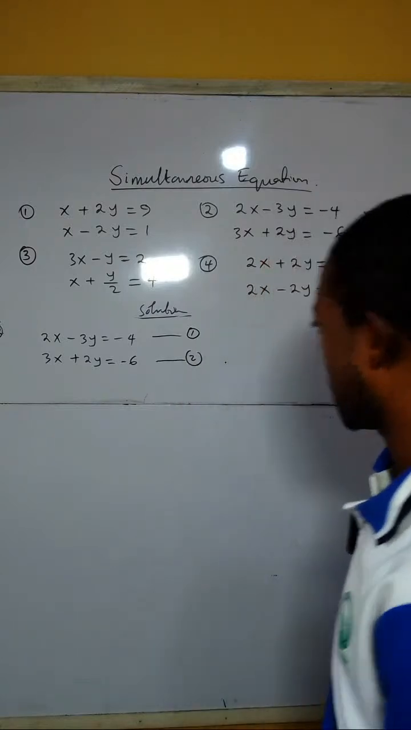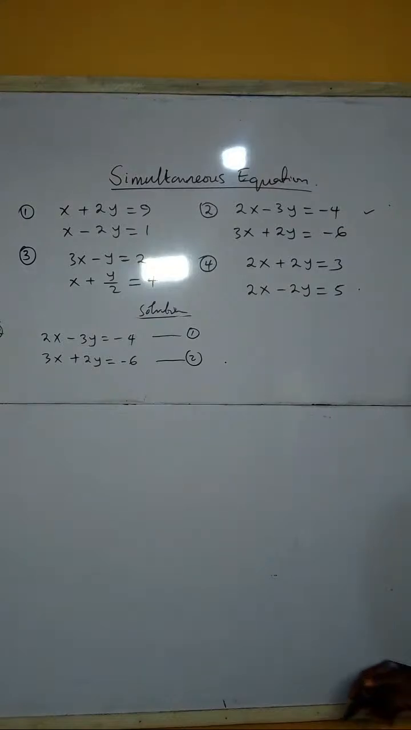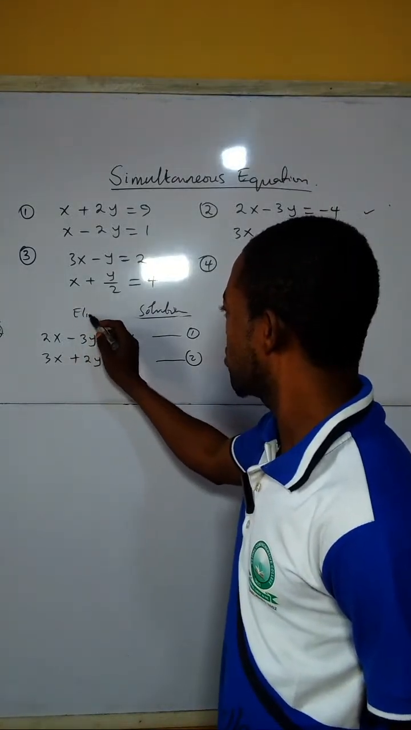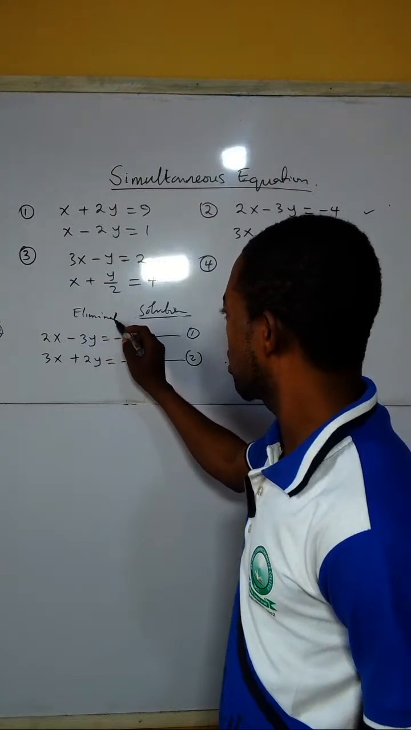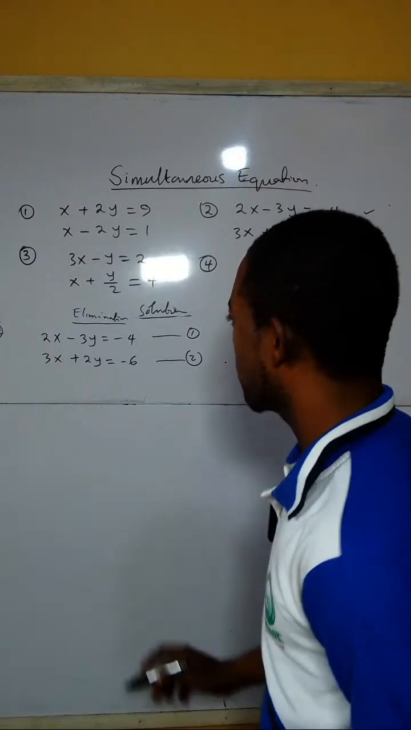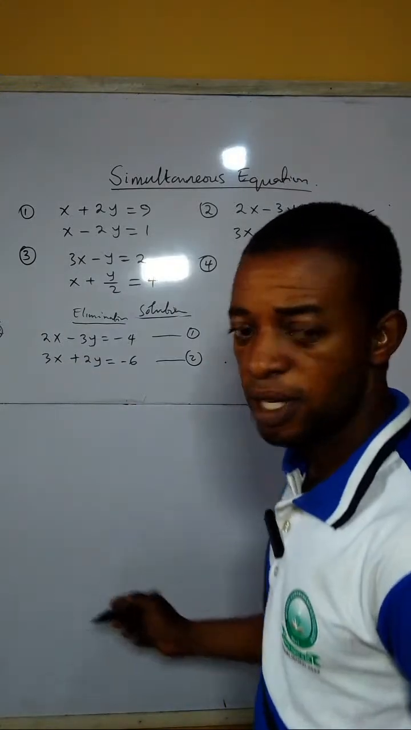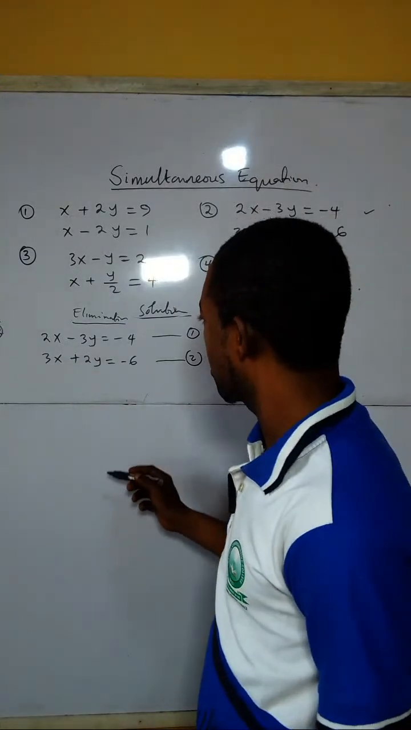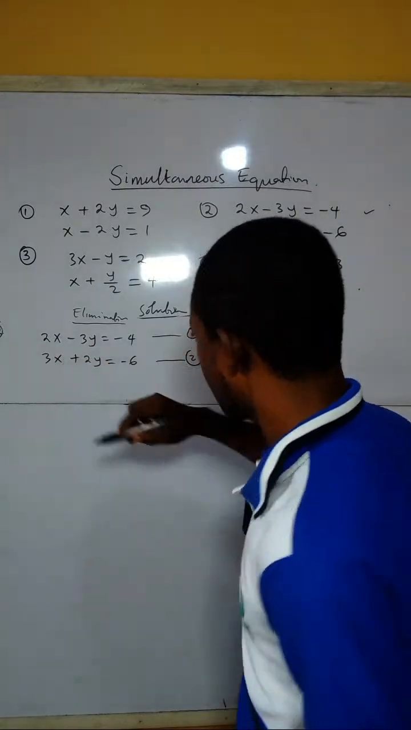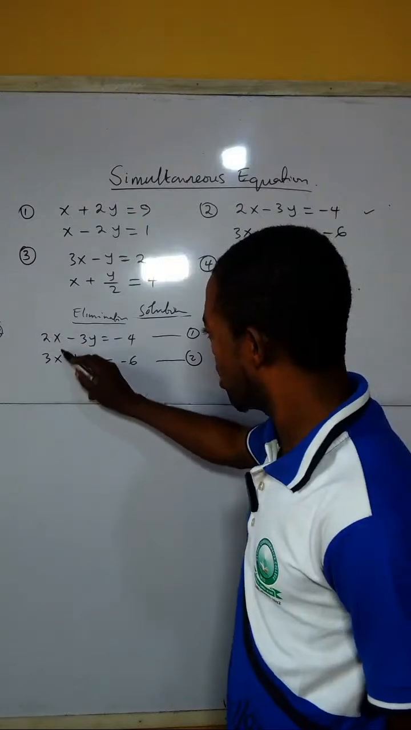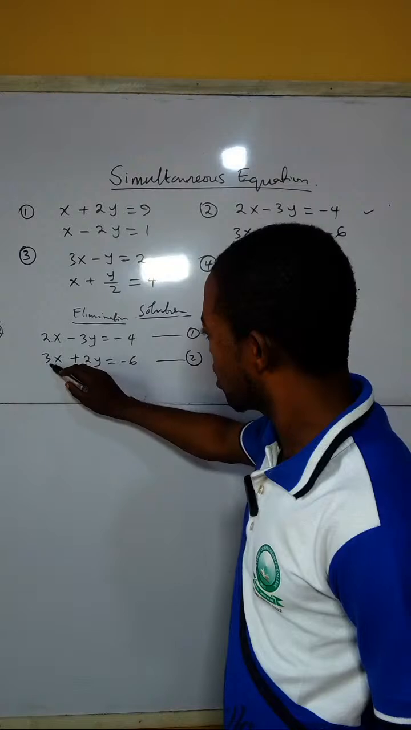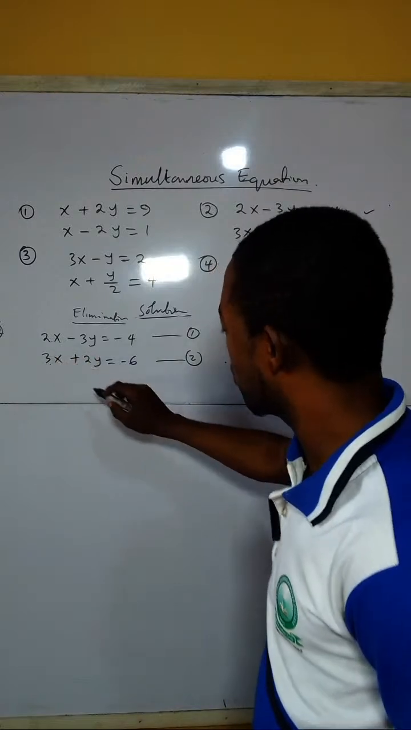Now from here, let's use the elimination method. In order to use the elimination method, for the variable we are to eliminate, we must have the same coefficient. That is, the number there must be the same. Assuming we are eliminating variable x, x here must have the same number as the coefficient. But this is 2 here and this is 3 here. Now let's make the coefficients equal.